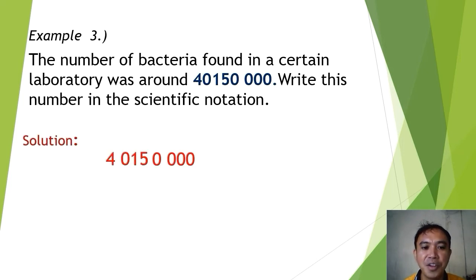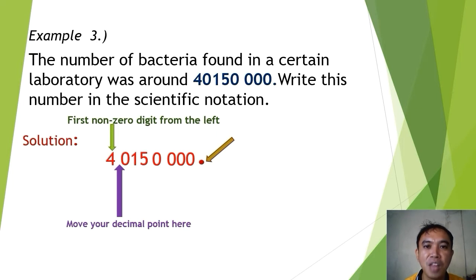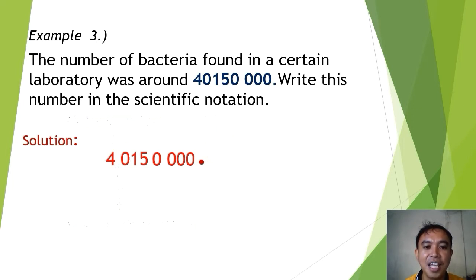Remember the steps. So first, you write the given. Locate the decimal point. Now, if there is no decimal point indicated and the given is a whole number, you simply place a decimal point at the right of the last digit. Then, locate the first non-zero digit from the left, because beside it is where we are going to move our decimal point. Okay, shall we start? Now remember, we must count the number of times we need to move our decimal point. So let us count. 1, 2, 3, 4, 5, 6, 7.